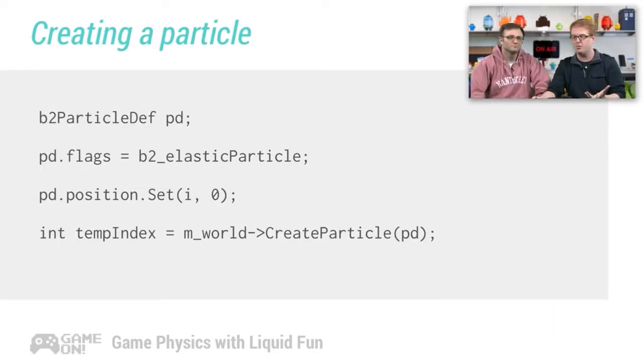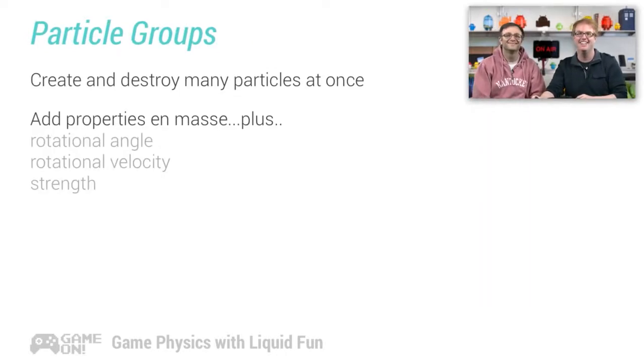So here's the code for creating a particle. If you've used Box2D before, this should seem really familiar. You create a particle def, you can set some flags on it, and you can also set its position and its velocity, but not its rotation. Okay. And then you tell the world, I'd like to create a particle using this definition. What does elastic particle there mean? Elastic particles are springy particles. They're particles that are connected together like a jelly. We'll see one in just a minute. We'll see a lot of elastic particles in just a minute.